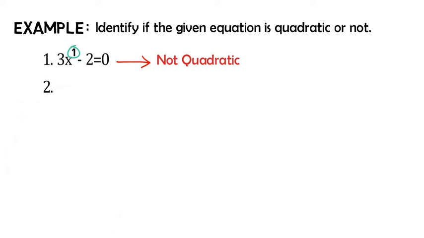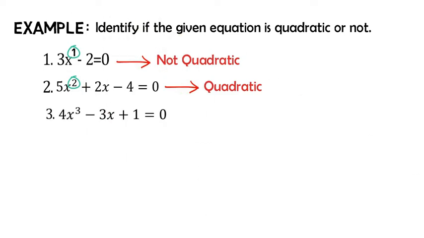Number 2 example, 5x squared plus 2x minus 4 is equal to 0. Quadratic or not? Quadratic, since the highest exponent is 2. Number 3 example, 4x cubed minus 3x plus 1 is equal to 0. Quadratic or not? Not quadratic, since the highest exponent of that equation is equal to 3.